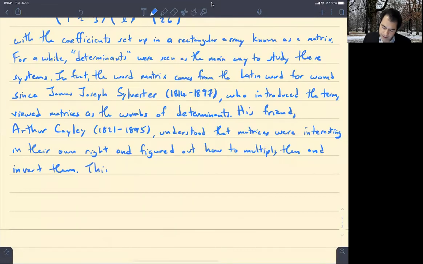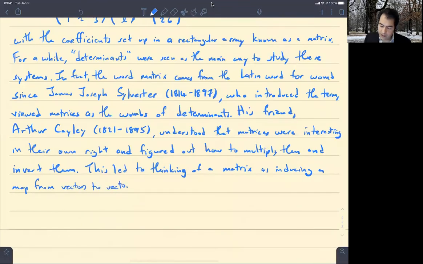This led to thinking of a matrix as inducing a map from vectors to vectors. So, thinking of a matrix as being some gadget that takes in a vector and gives you back a vector.